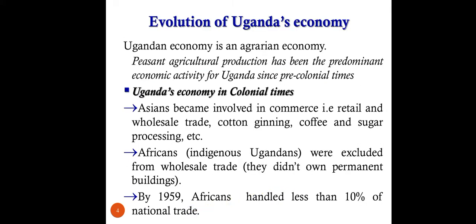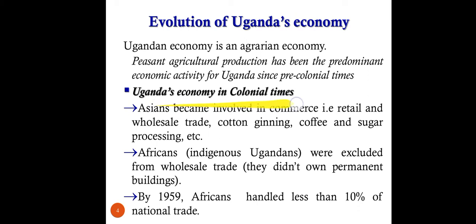So we are going to the evolution of Uganda's economy. The Ugandan economy is an agrarian economy. What do we mean by agrarian? This means it bases most of its activities on agriculture. It is mainly dominant on agriculture. For example, they're telling us peasant agricultural production has been the predominant economic activity for Uganda since pre-colonial times.